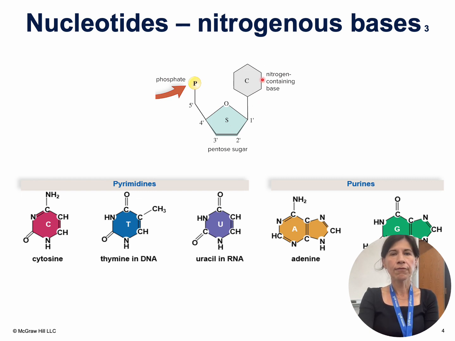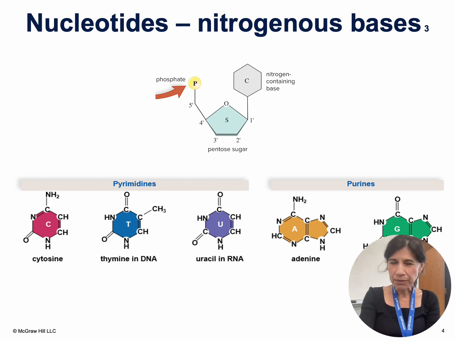And now the final component is the nitrogenous bases. They can be one of multiple different ones: cytosine, thymine, uracil, which is found in RNA, adenine, and guanine.